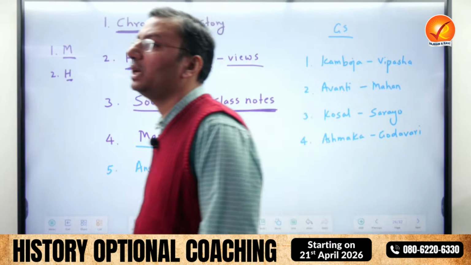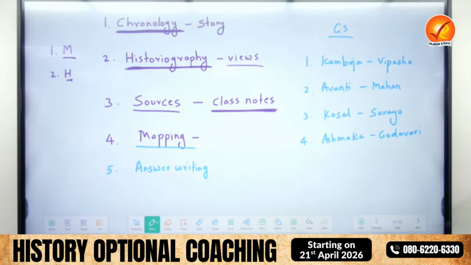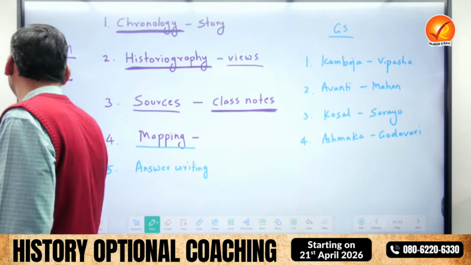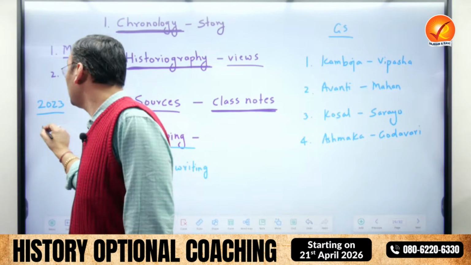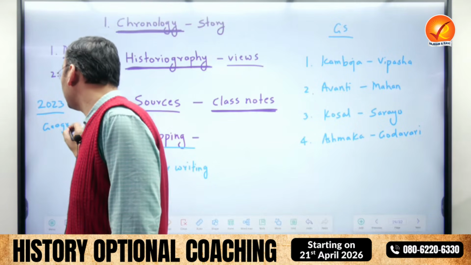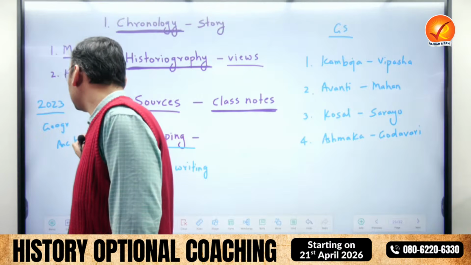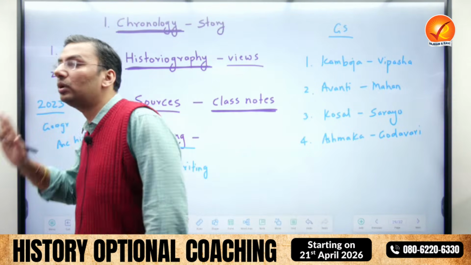Forget about how many are correct. GS is equally interested in the geography of history. Question asked in 2023, GS के question बता रहा हूँ. Optional में तो obviously they ask how geography decides the events of ancient history. Ancient history decided by geography.